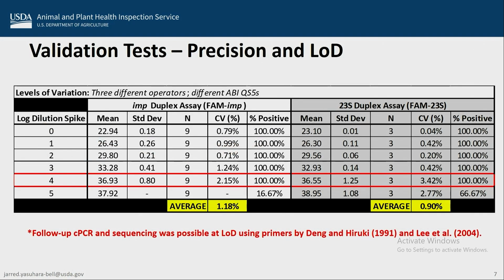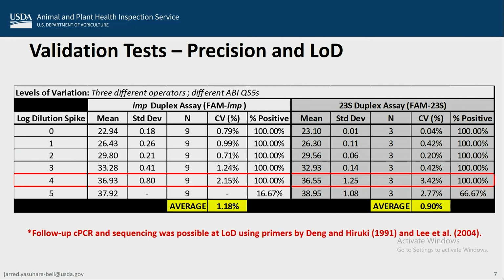And then for precision, as I said, I included additional operators. So when accounting for the data between 3 different operators and using different ABI Quant Studio 5s, once again, you see good repeatability in the data as seen with the low standard deviations. And again, CT values between the 23S and the IMP assay were very comparable for corresponding dilutions. For all the data, the average variance was about 1% for both assays.